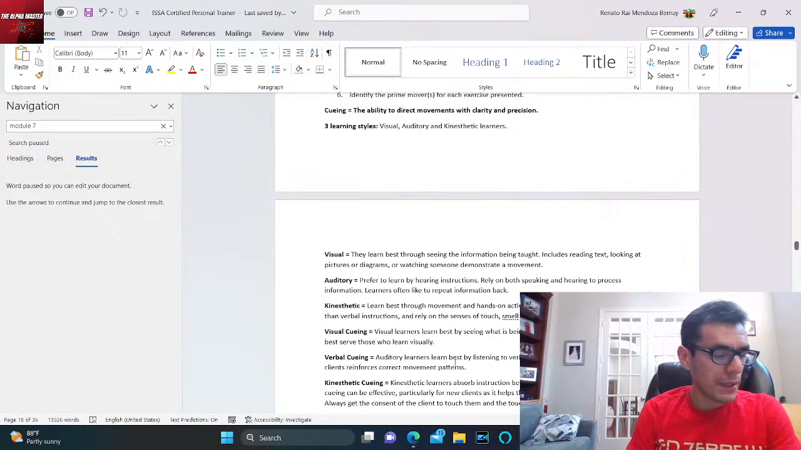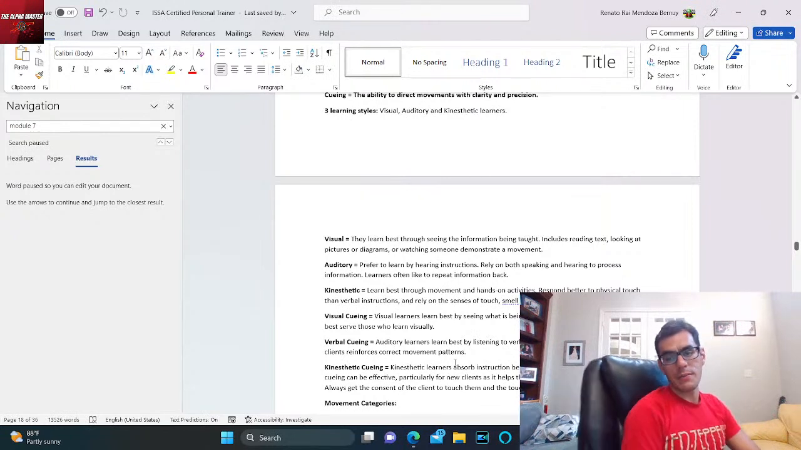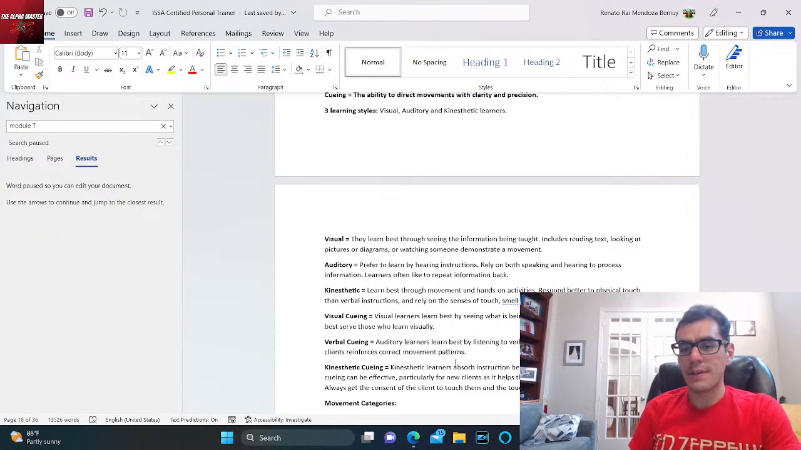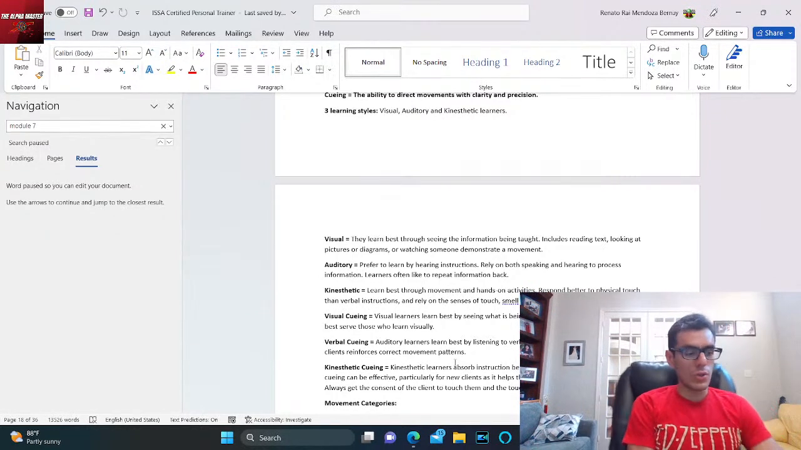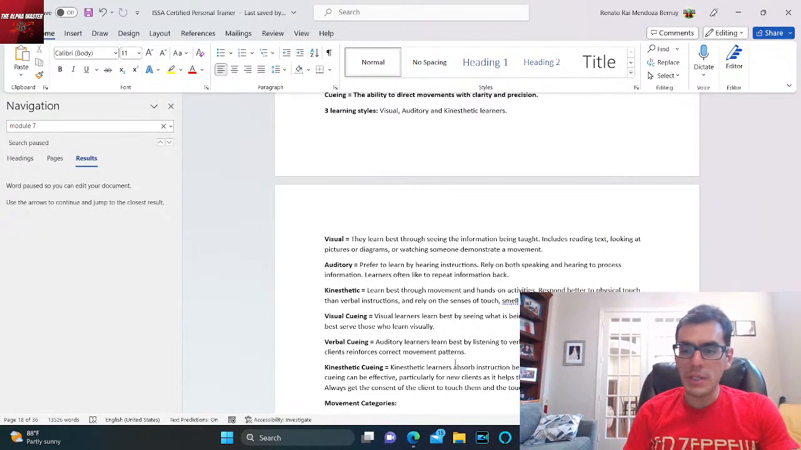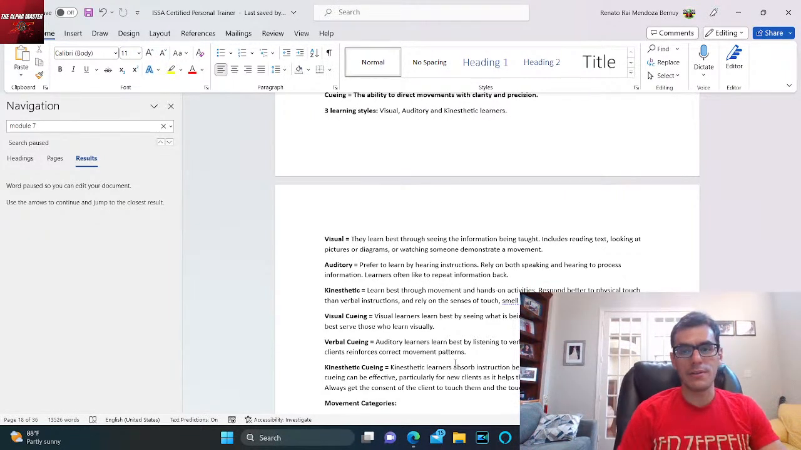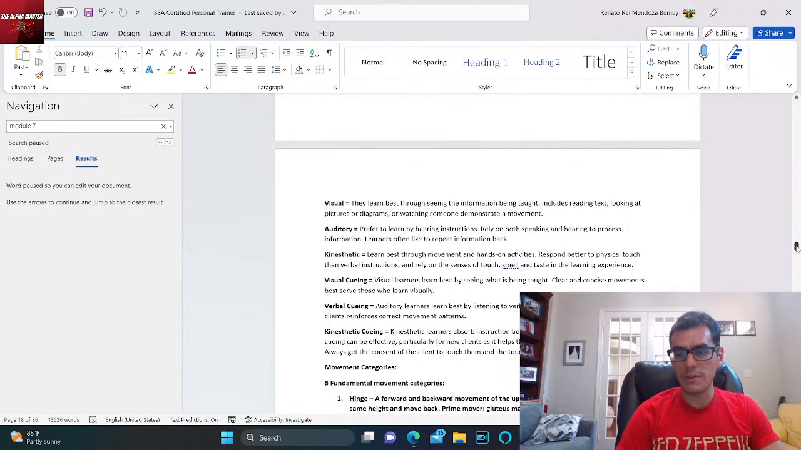Always get client consent to touch them, and the touch cannot be overly aggressive. Kinesthetic learners absorb instruction best through hands-on learning. Physical cueing can be effective, particularly for new clients, as it helps them develop kinesthetic awareness. Always get the consent of the client to touch them, and the touch cannot be overly aggressive.